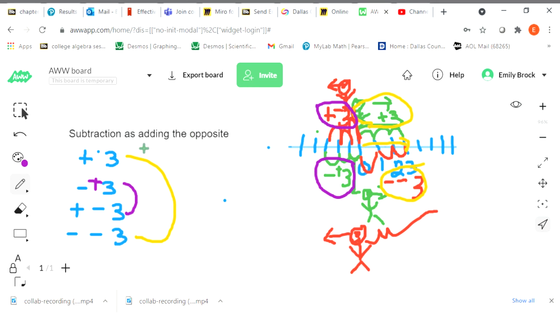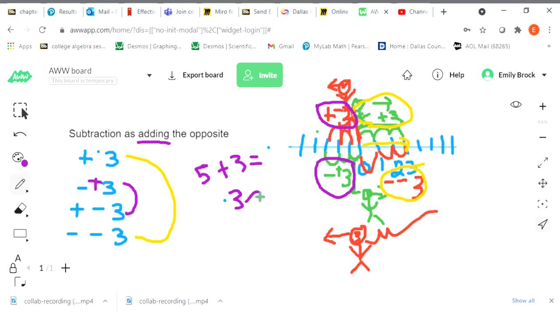Now, there are some reasons why we prefer adding over subtracting. One of the first being that addition commutes. 5 plus 3 is the same as 3 plus 5.